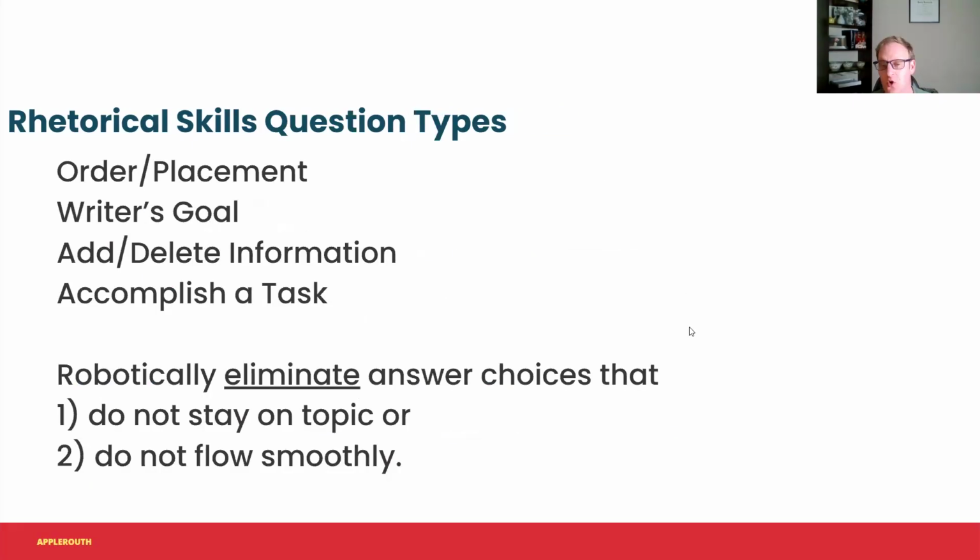The types you'll see are order placement, writer's goal, add, delete, and then accomplish a task. And again, your job is not to pick the best answer, but to eliminate the ones that for sure do not work. That is kind of a theme on standardized tests, especially the ACT. If an answer doesn't flow smoothly, doesn't stay on topic, we don't want it in there. It's going to be hard sometimes to stay objective with these. So you have to try to think of one of many test takers, and you have the same clues on the page as those other test takers.